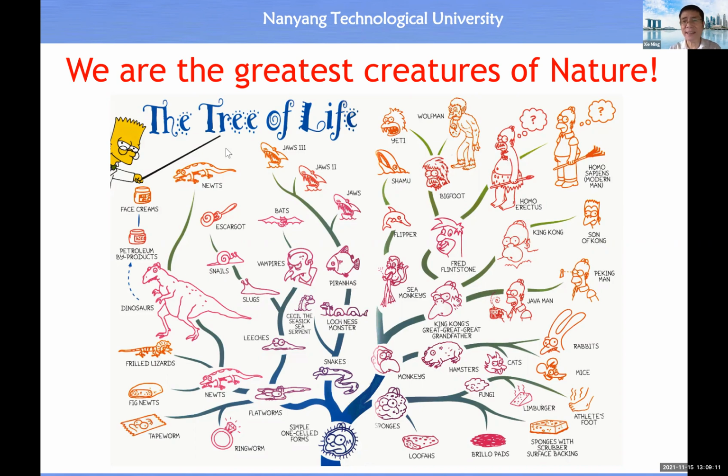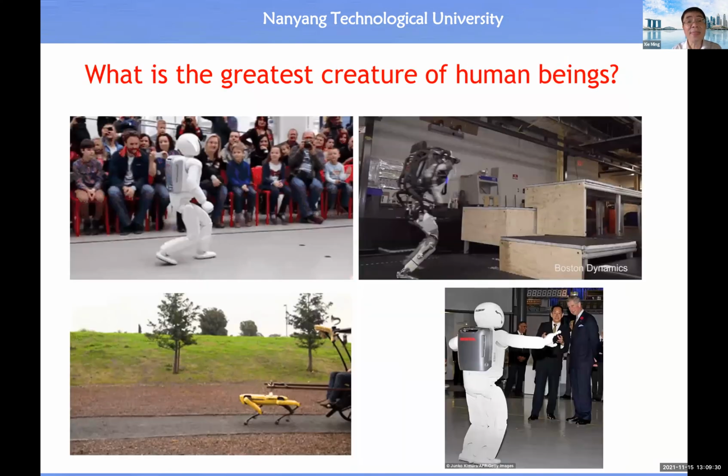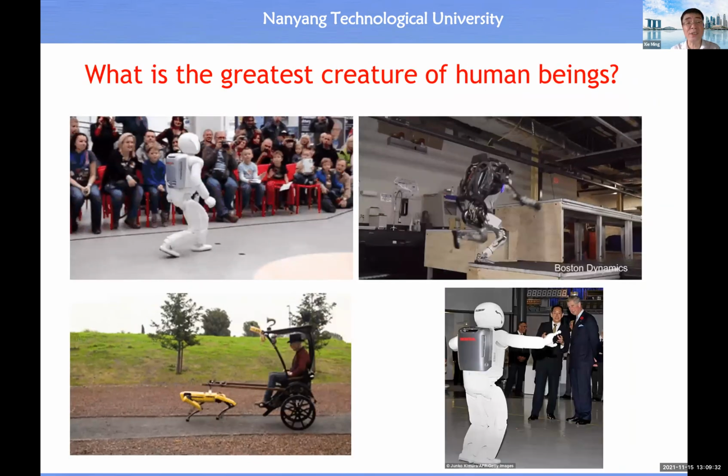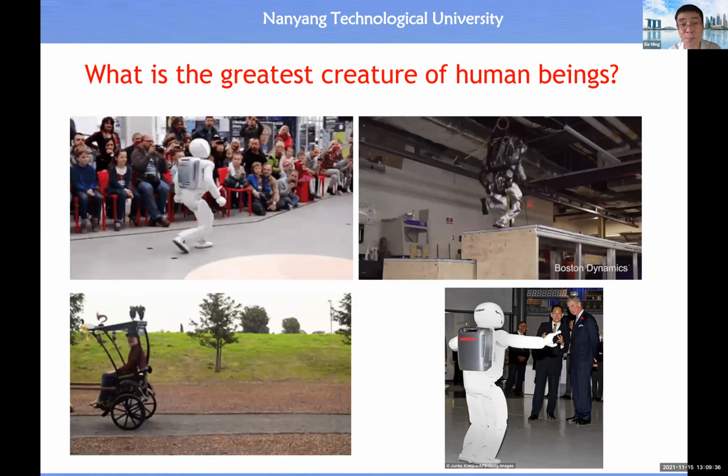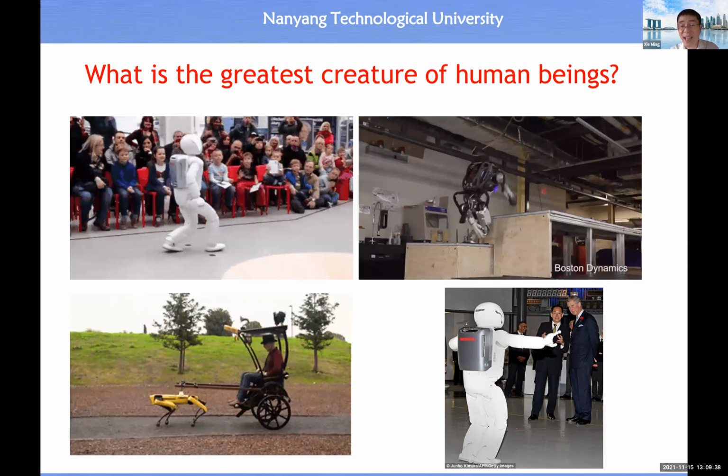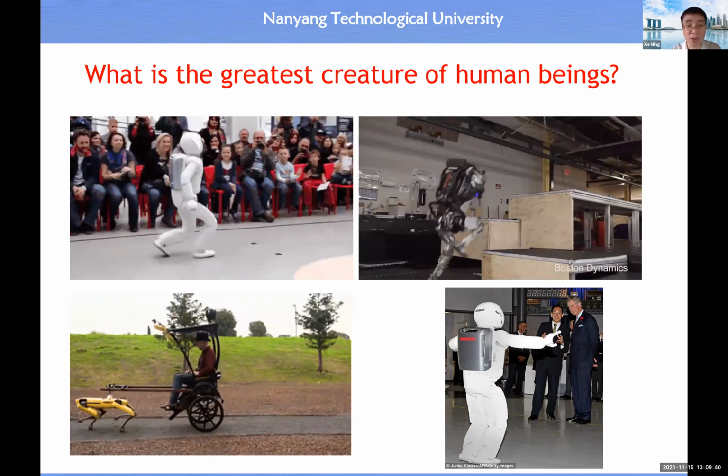Here you can see where we are. So we are here, together with other forms of life. You see our family is very big. Then you may ask this question: what should be the greatest creature of a human being? The answer will be robot.